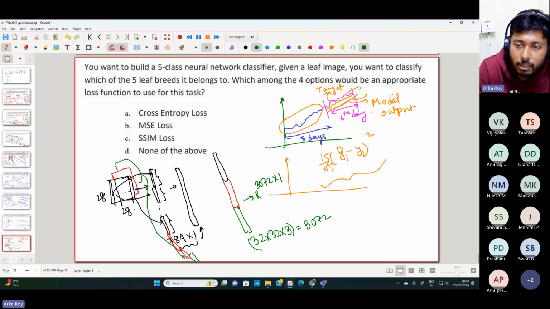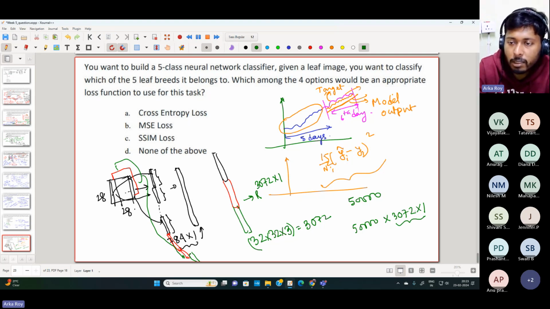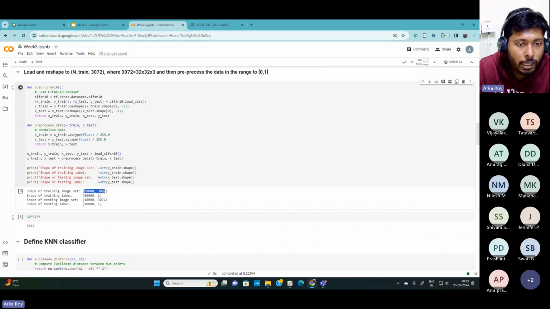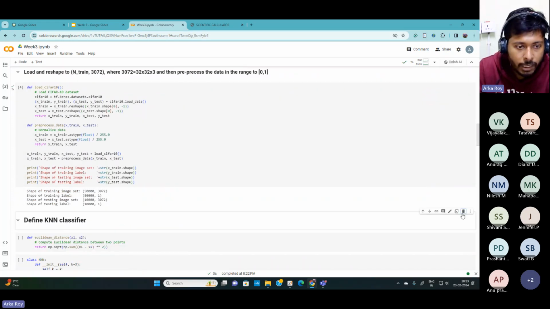Now in the training data set, you have 50,000 such images. So for the whole data set, the shape will be 50,000 multiplied by 3072. Or you can consider 3072 by 1 for a single image, and for 50,000 images, this is the whole thing. So that is what you can see over here. For 50,000 images, you have 3072 values each. Fine.